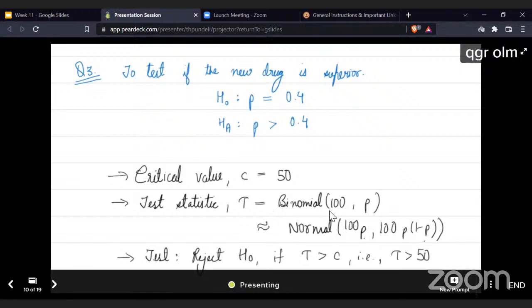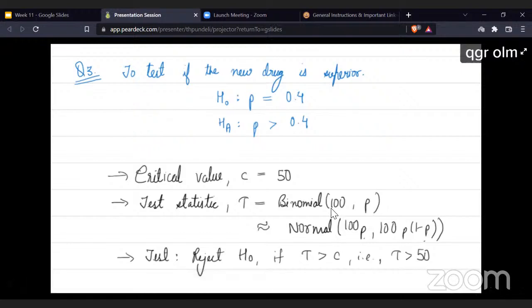Okay, so you have a total of 100 people on whom the drug has been tested. So n is 100, and there is some probability p that we do not know, right? And out of these 100, we said if more than 50 are relieved, then we will reject our H naught.